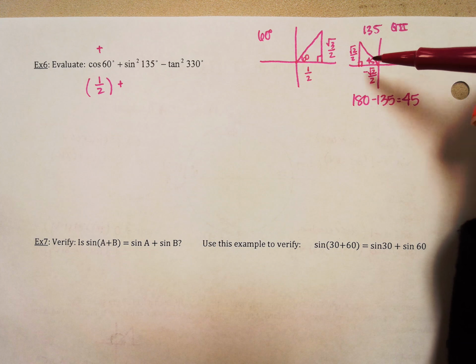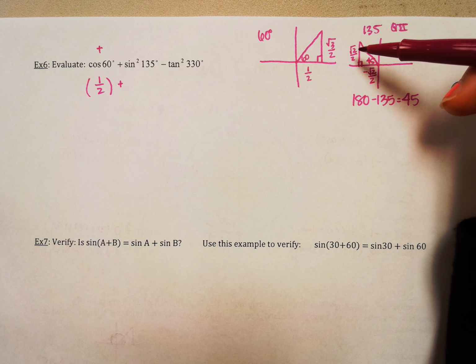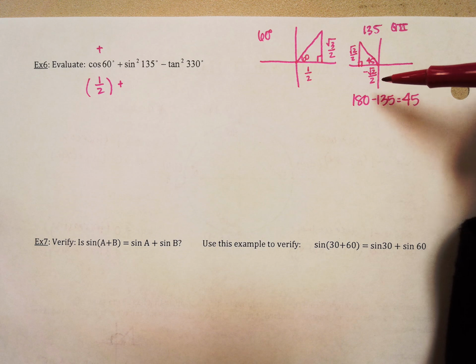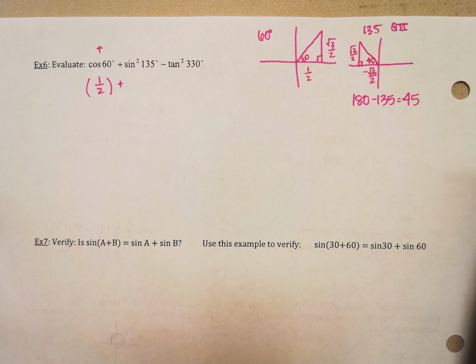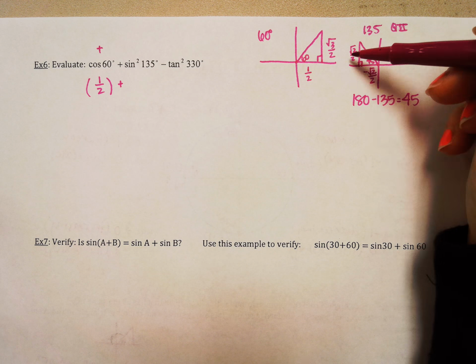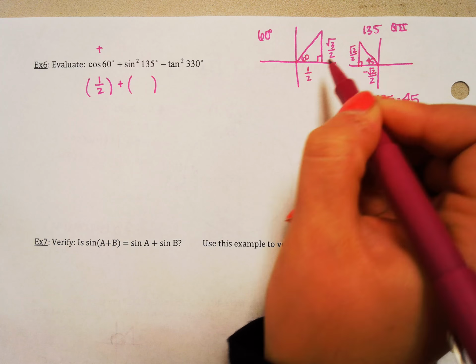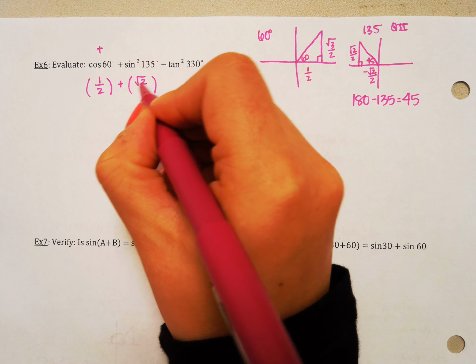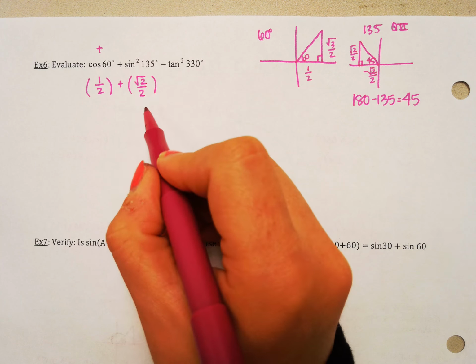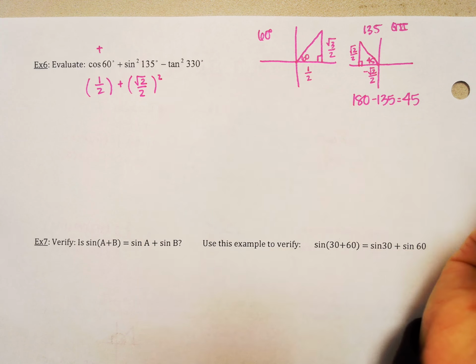In this case, it doesn't actually matter because we're just dealing with our sine value, which is positive. But if they ask me my cosine value here, I'd have to make sure that I include that negative, because my cosine, my x value, is negative in quadrant 2. So my sine value at 135 degrees is √2/2. Now they're saying sine squared, so I'm going to take that quantity that I have and then square it.